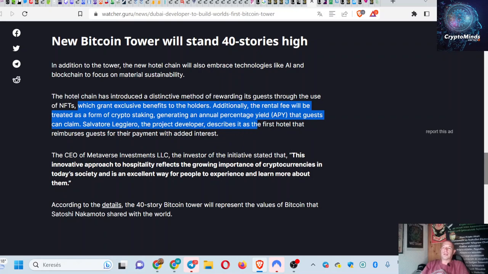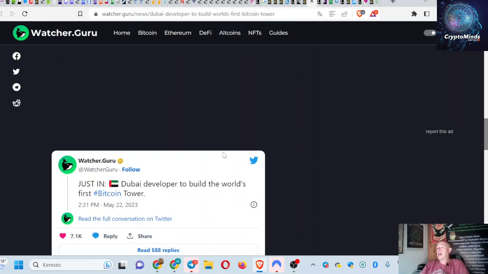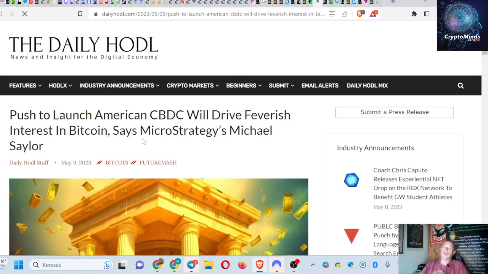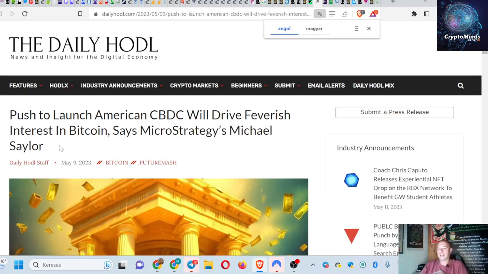So, they describe it as the first hotel that reimburses guests for the payment with added interest. So, guys, I like the idea. I don't know if this will be higher than the Burj Khalifa. We'll see. And we had a nice crypto event in Burj Khalifa and also in Hotel Atlantis.